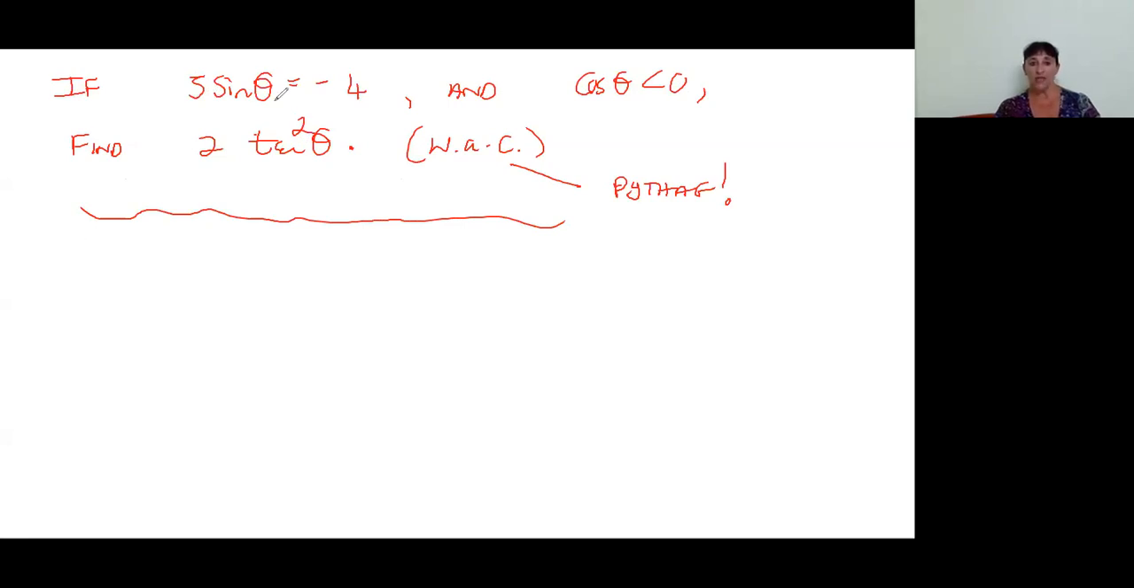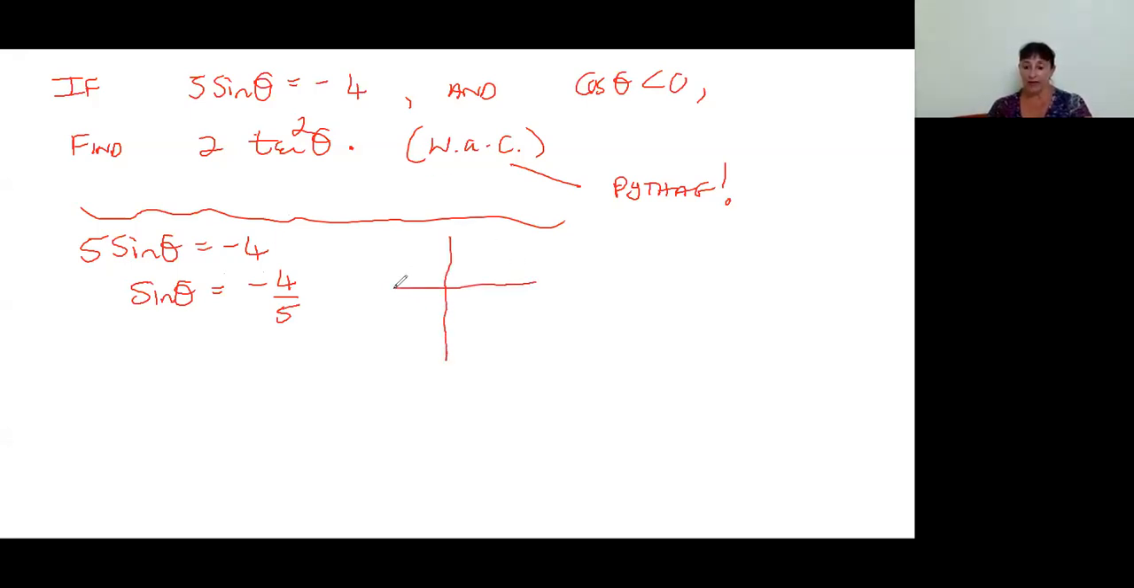Right? So we start with that. 5 sine theta equals minus 4. And we make sine theta the subject as if we were going to solve for theta, like an equation. Okay? So that's what we do. We then tick our quadrants and we say, okay, fine. Where is sine negative? Sine is negative in these 2 quadrants. We have now exhausted all the information from the first part, from the if part.